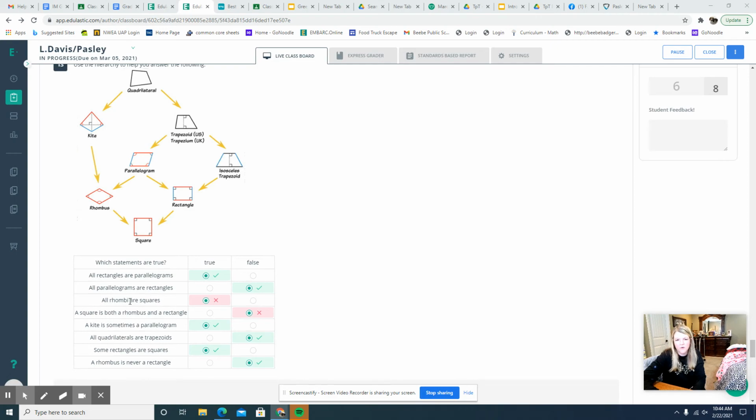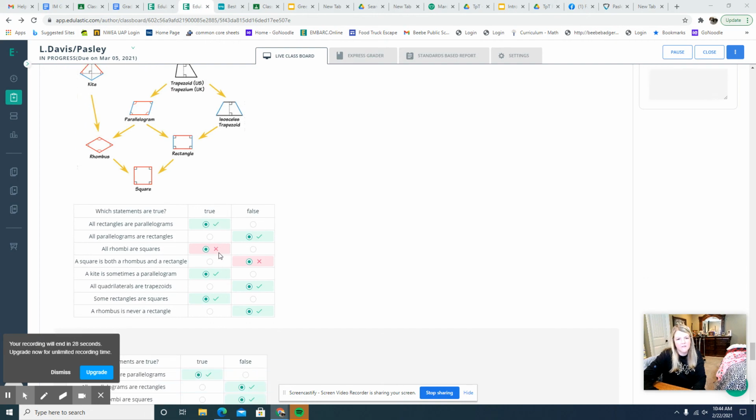All rhombi are squares. That one should have been false, because all squares could be considered a rhombus because they have the 4 equal sides. But a rhombus is not always a square if it doesn't have the right angles. So that's why that one should have been false. A square is both a rhombus and a rectangle. That is actually true. A square is a rhombus and it is a rectangle.